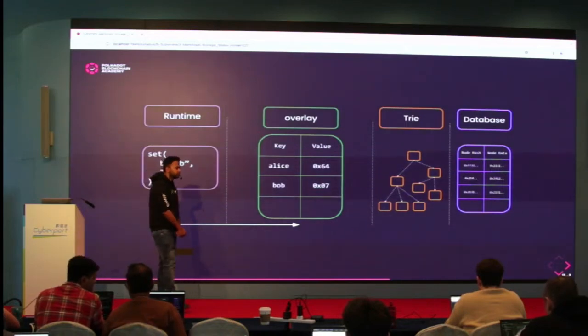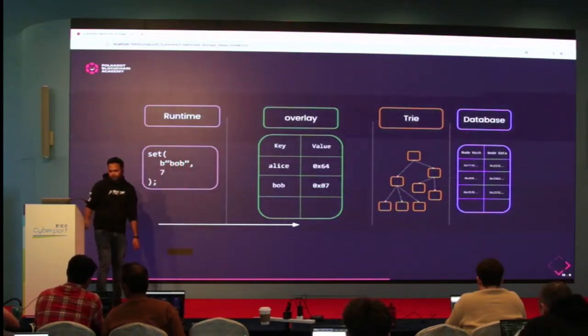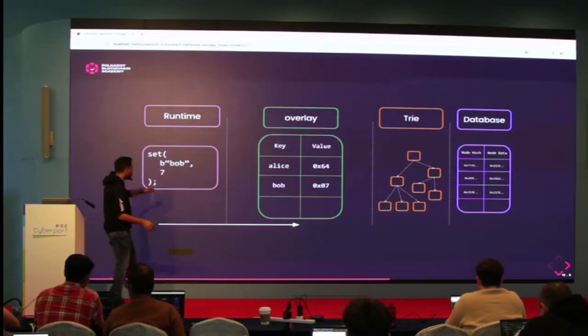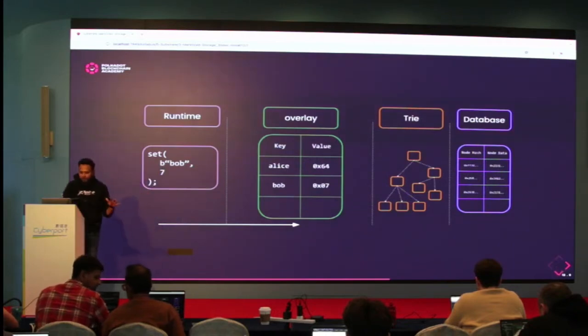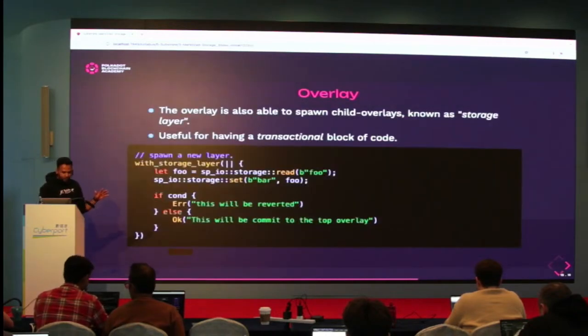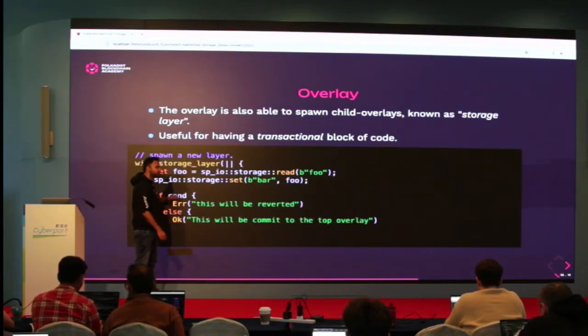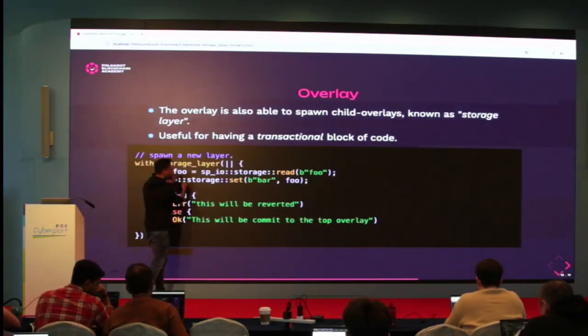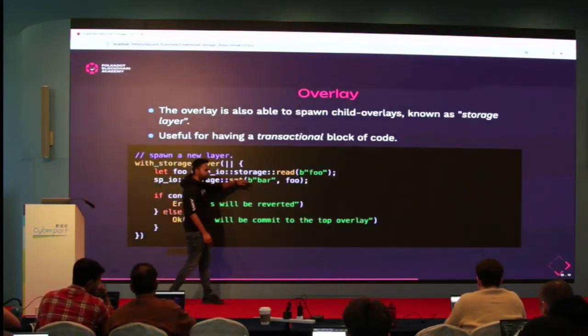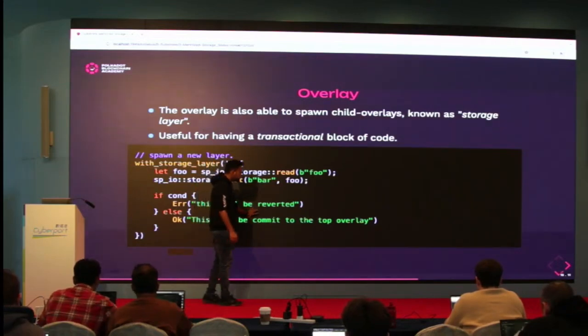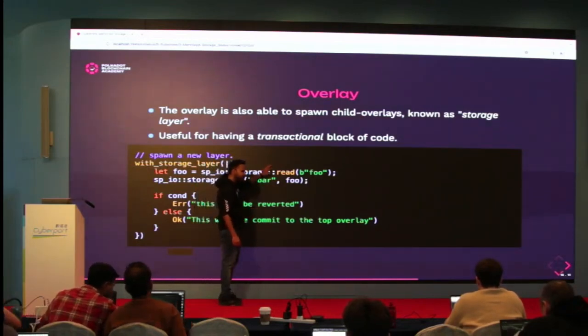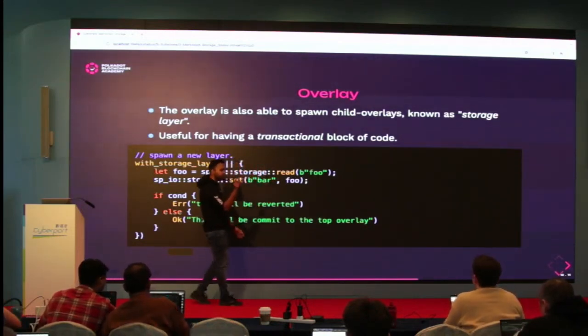Now the child overlays. How do they come into place there? So imagine you did the set and now you have some big chunk of logic in your next extrinsic, and inside that you want to write another small piece of transactional code that should either commit all the changes. Imagine this does a few things: it's setting the bar value, and maybe a few more things, setting the Bob value, setting the Alice value, right? And if something goes wrong, it should revert everything that it did in this block, nothing else. So it's just a small transactional piece of code that you're writing.